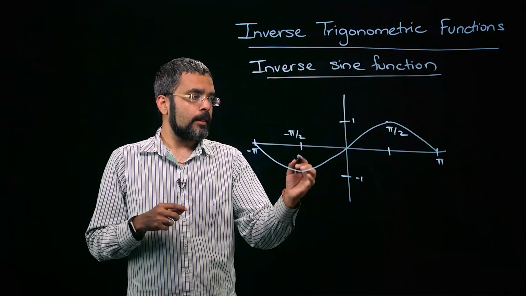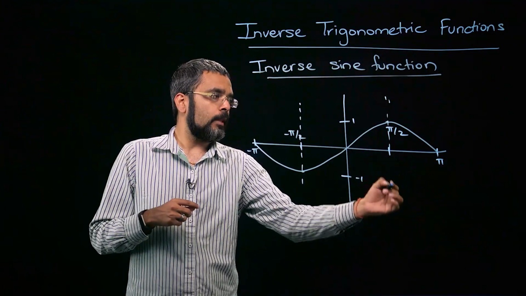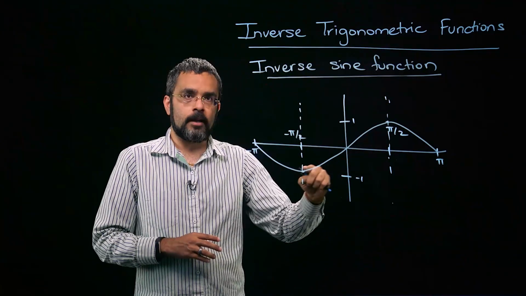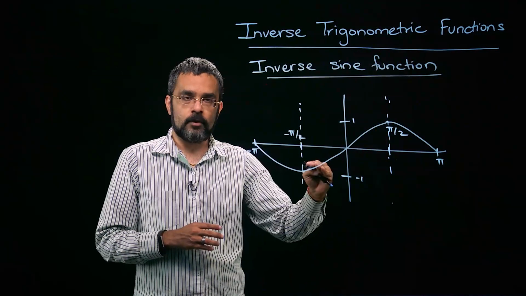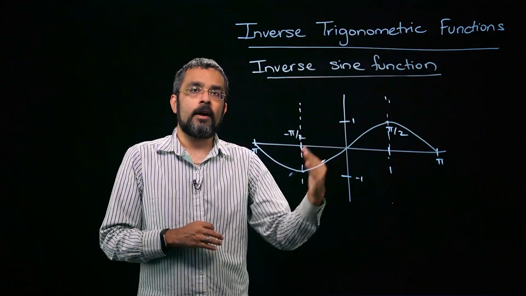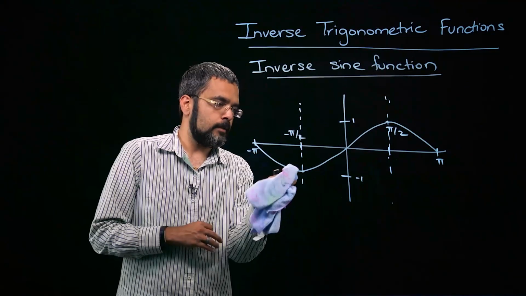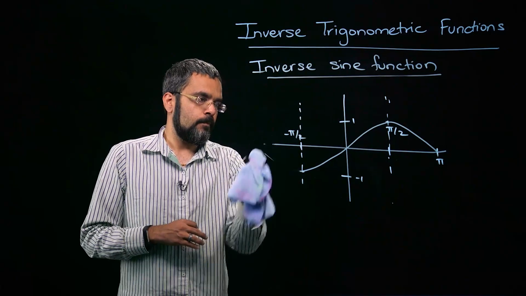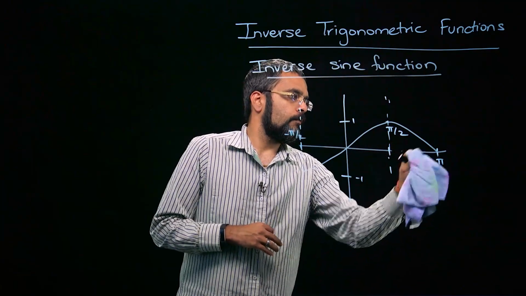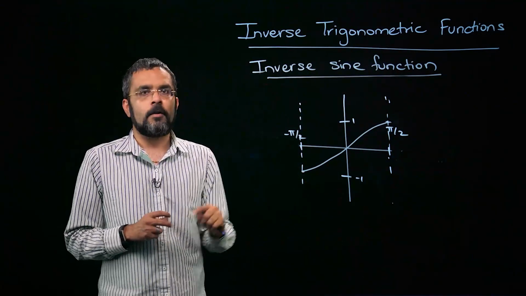Now here, if I look at this interval from negative pi over 2 to pi over 2, if I just look at that part of the graph, sine assumes all of the values between 1 and negative 1. So it covers the entire range. So I'm going to cut off my sine function here, and then find the inverse. If I cut off my sine function here, this is what I get, so that's basically how my function looks.